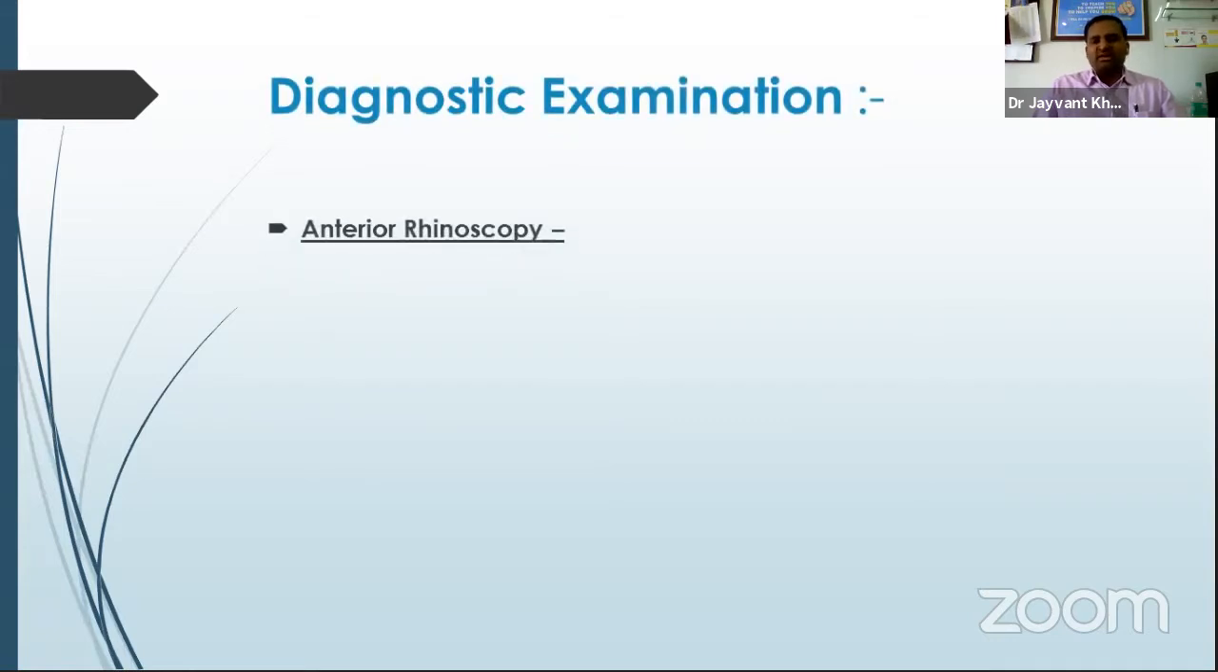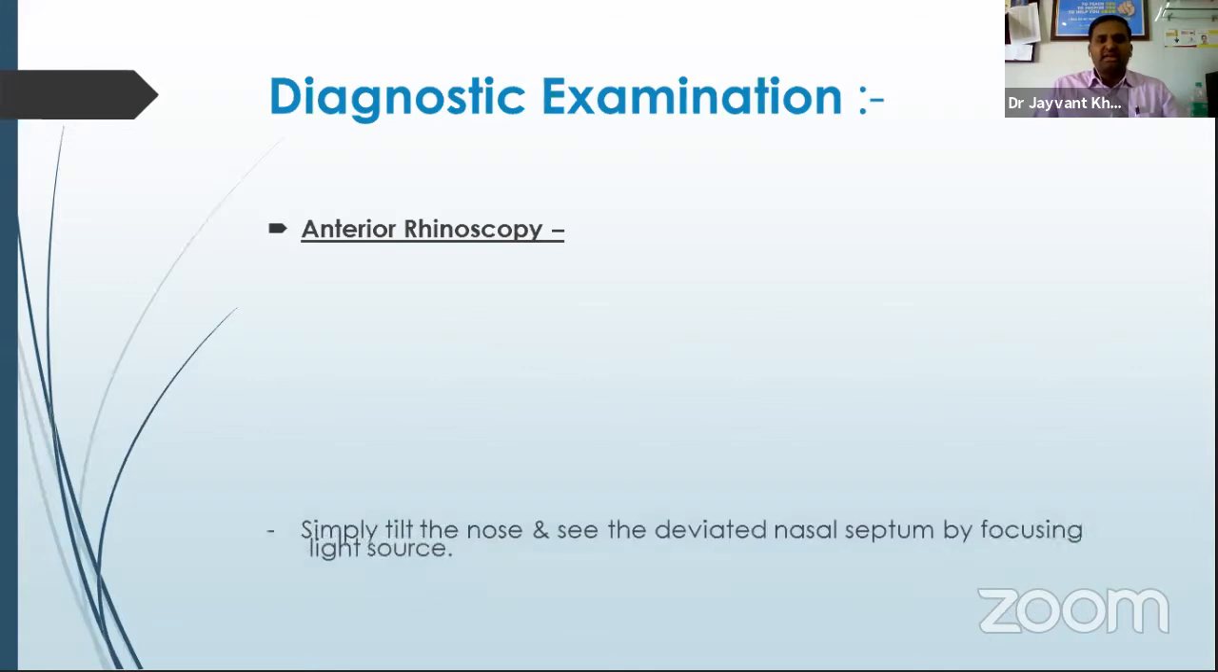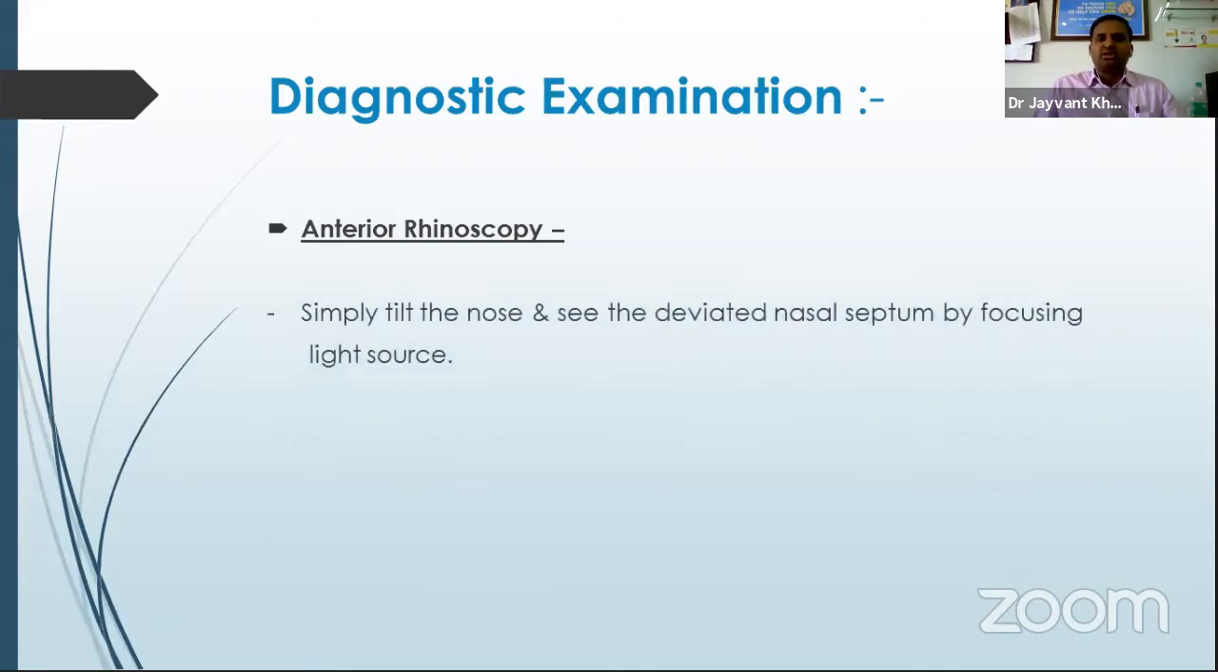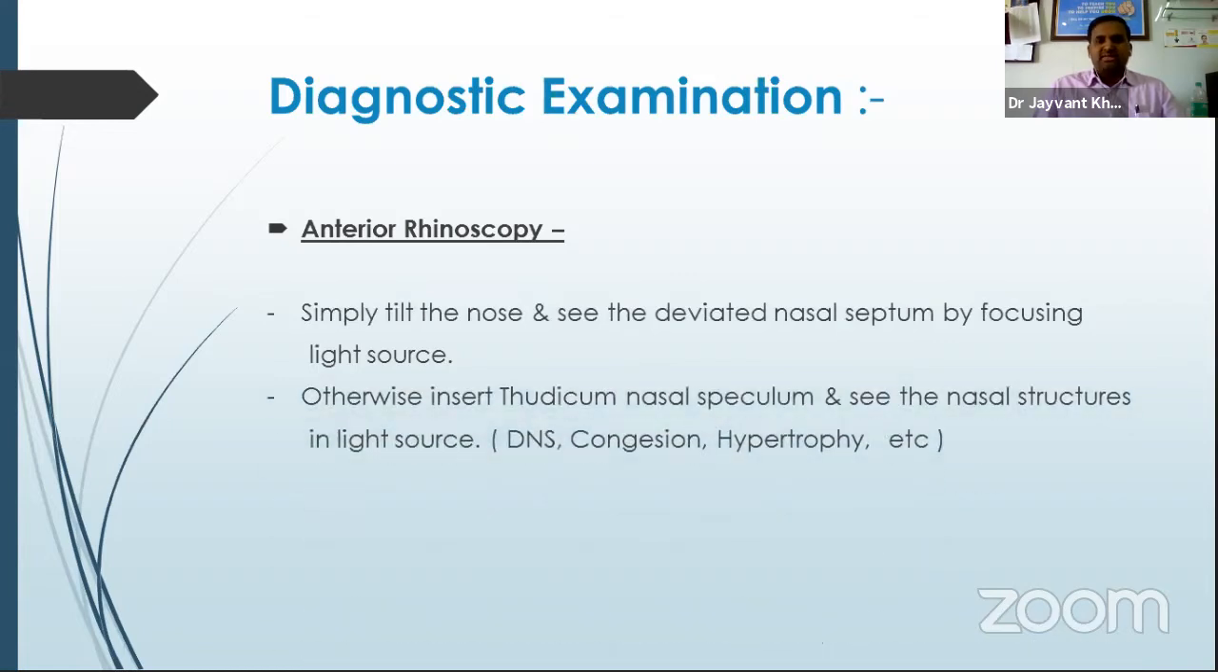Diagnostic examination: which is the examination procedure for diagnosing deviated nasal septum? We will do anterior rhinoscopy. Simply tilt the nose and see the deviated nasal septum by focusing a light source. Otherwise, insert a Thudicum nasal speculum and see the nasal structures in the light source. That is DNS. You can see congestion, you can see hypertrophy, etc.